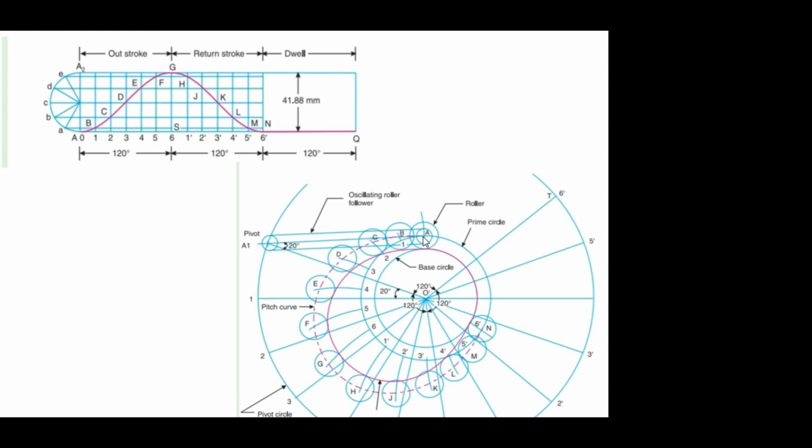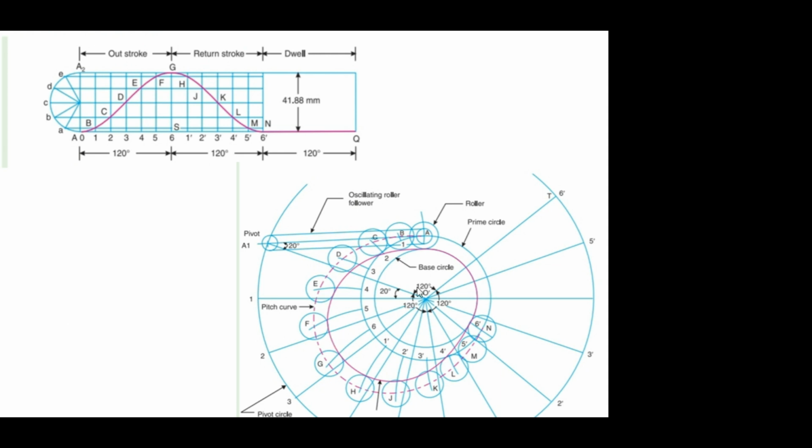Now taking OA1 as a radius, O as a center, draw one circle. It is called the pivot circle. Join O to A1. Take OA1 as a radius, O as a center, draw the pivot circle. Now mark theta.